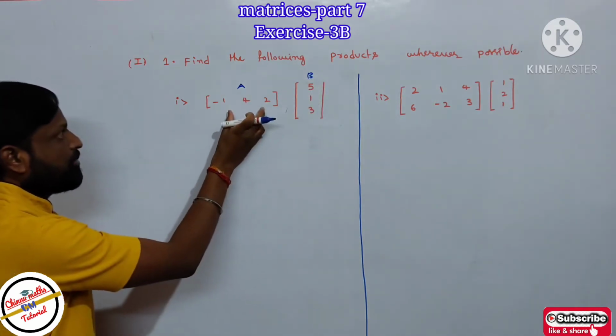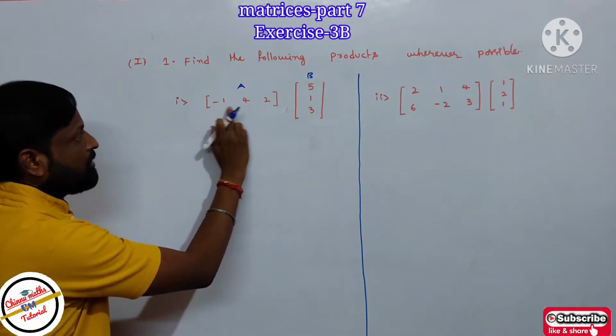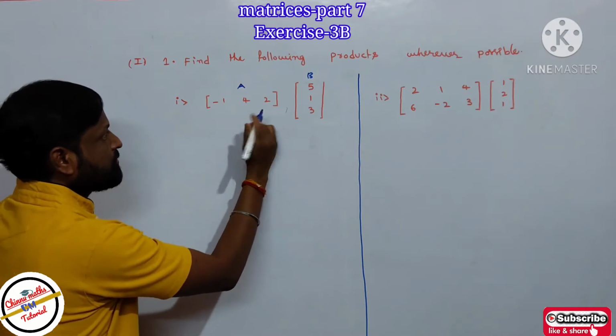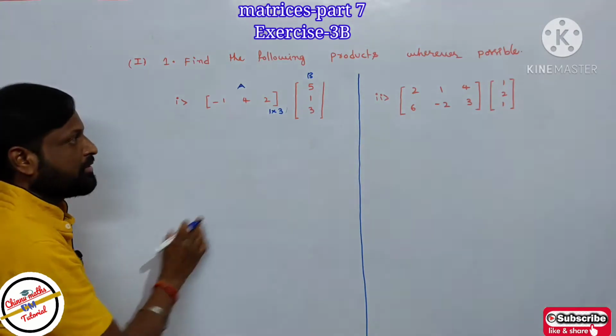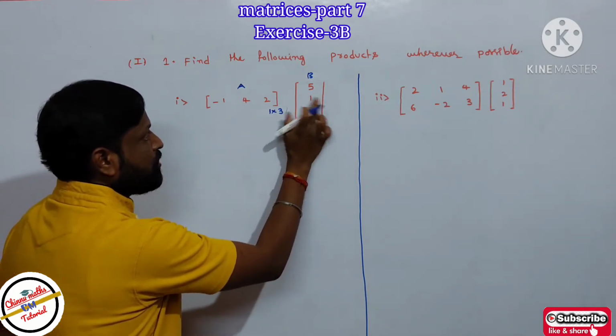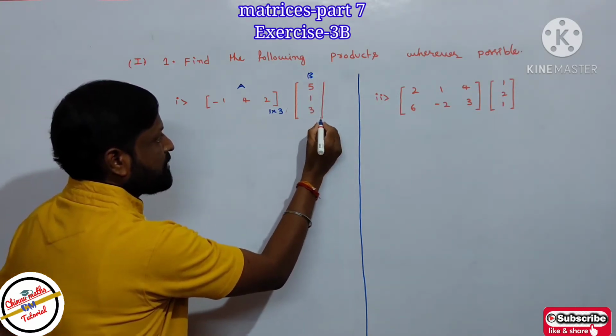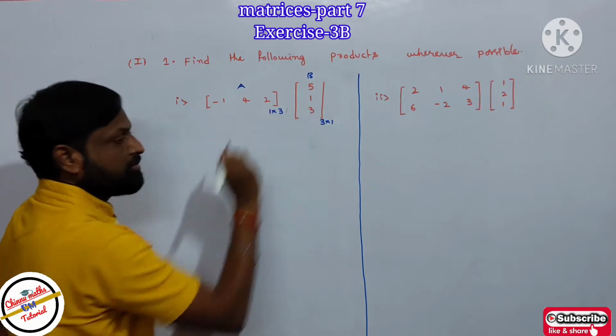First write the order of the matrix A. So 1 row and 3 columns. So 1/3 is the order of the matrix A. Similarly, 3 rows and 1 column. So that means 3/1 is the order of the matrix B.